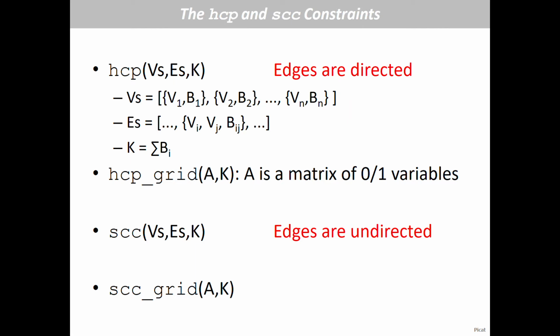The variant HCP grid is for grid graphs. So a grid graph is represented by 2-dimensional arrays of 0 and 1 variables. The SCC constraint is similar, but it is true if the subgraph forms a strongly connected component, and it has a variant named SCC grid for grid graphs.